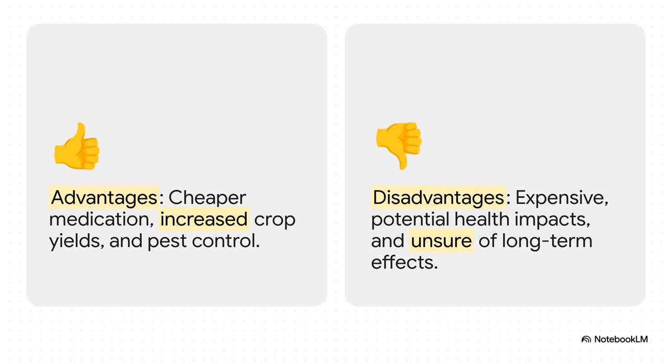We're talking about cheaper medicines that save lives, crops that can survive a drought and feed millions, maybe even getting rid of pests for good. But there's always a but, right? The risks are huge too. It's expensive, we don't know about potential health problems down the road, and honestly, we have no idea what the long-term effects could be. It raises some massive ethical questions.